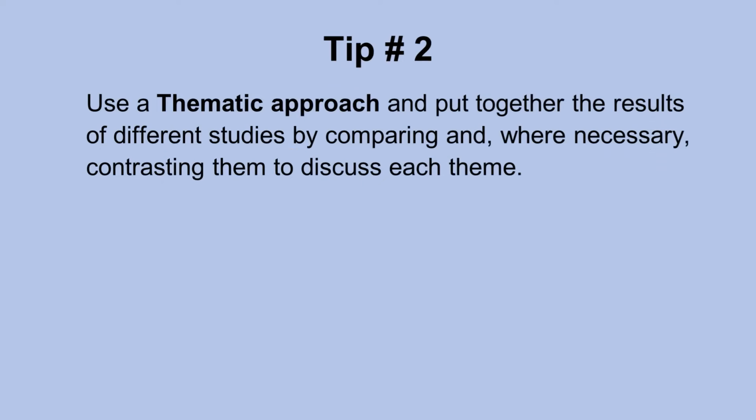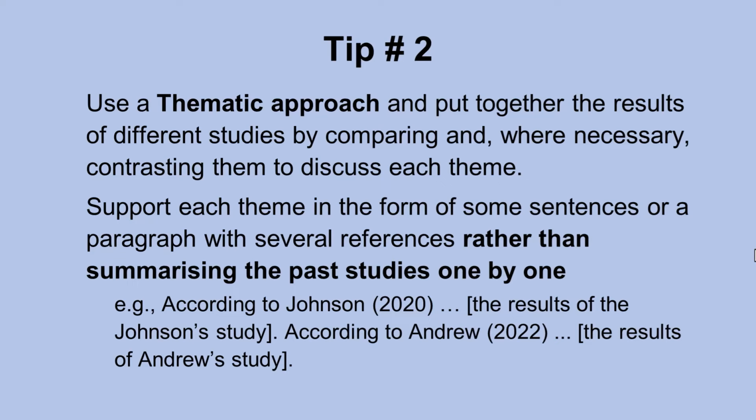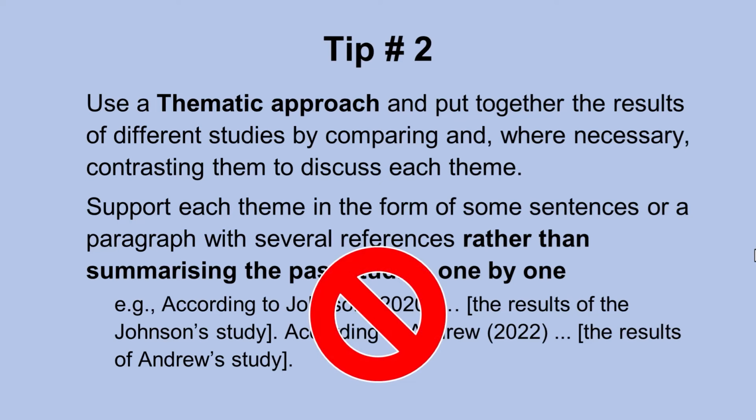Also, to write a strong literature review, use a thematic approach and put together the results of different studies by comparing and, where necessary, contrasting them to discuss each theme. Support each theme in the form of some sentences or paragraphs with several references, rather than summarizing the past studies one by one, like according to Johnson 2020 and then the results of Johnson's study, next according to Andrew 2022 and then the results of Andrew's study. I've shared the details in my video on how to write a literature review. Find the link in the description of this video.